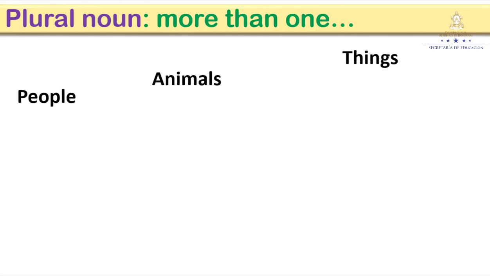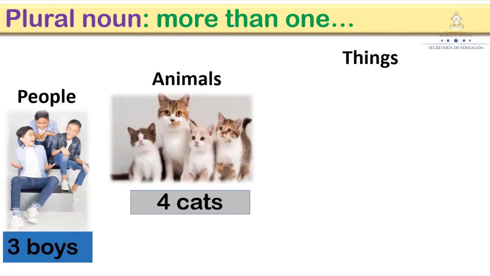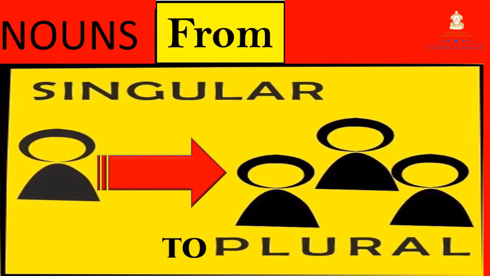A noun that names more than one person, place, animal, or thing is called a plural noun. For example, three boys, four cats, five houses. Pueden observar en las imágenes que ya no solo hay uno, sino varios nouns. Nouns can be singular or plural. Pueden ir de uno a varios.